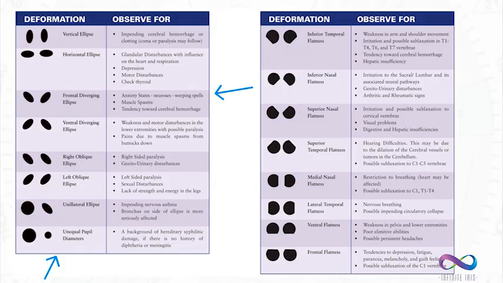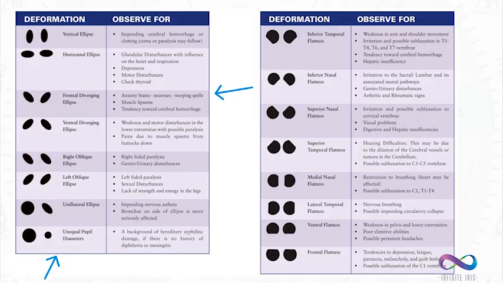The ventral diverging ellipse: weakness and motor disturbances in the lower extremities, pain due to muscle spasms from the buttocks down. The right oblique ellipse: there is a right-sided paralysis or genitourinary disturbances. The left oblique ellipse is a left-sided paralysis, possibly sexual disturbances, lack of strength and energy in the legs. The unilateral ellipse is where only one pupil is elliptical, with impending nervous asthma. The bronchus on that side of the ellipse is more seriously affected.